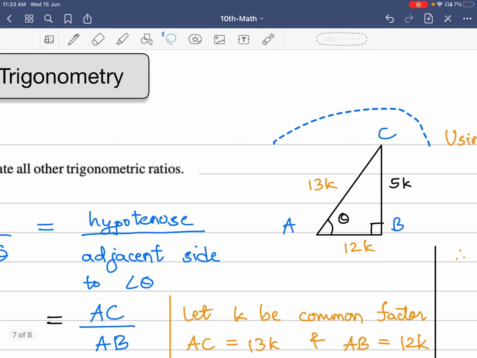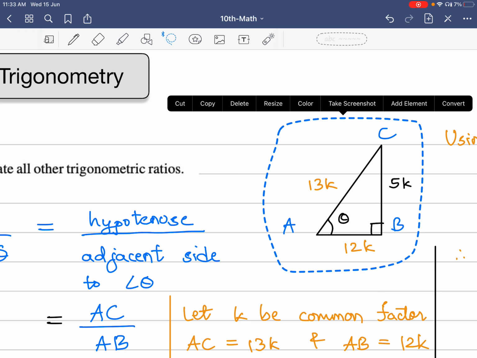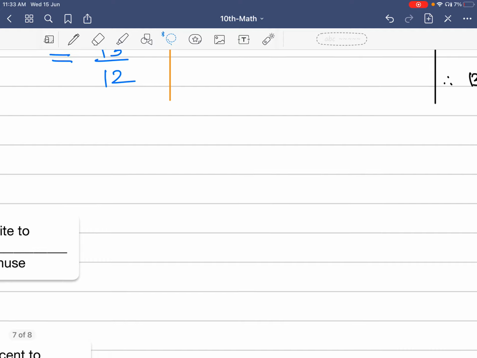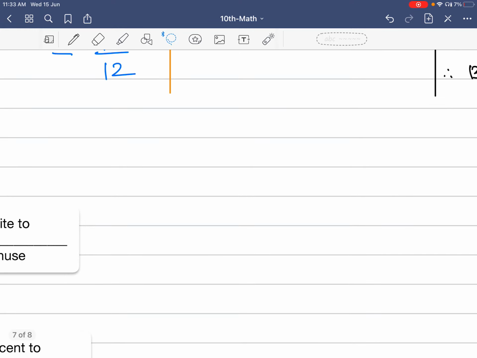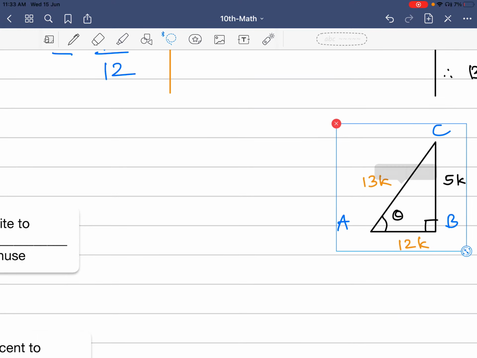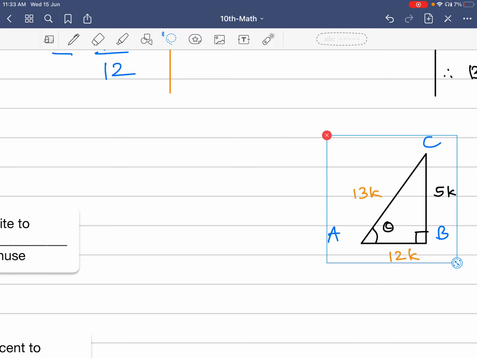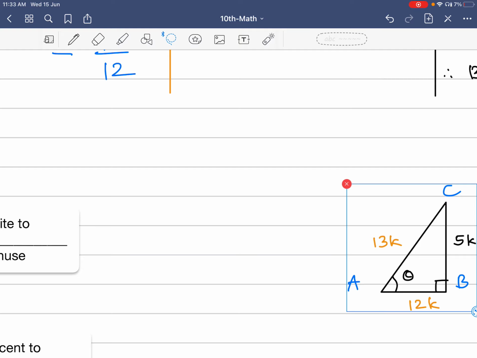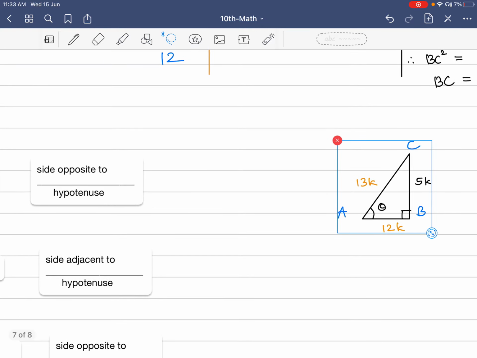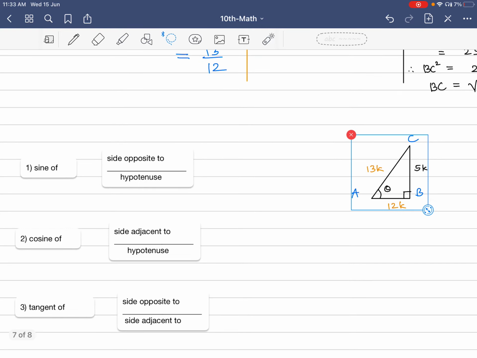So what I'm going to do is make a copy of this triangle. Copy and bring it down. Let me bring it here. Paste. Okay. And now we are going to find all other trigonometric ratios. So here it is.